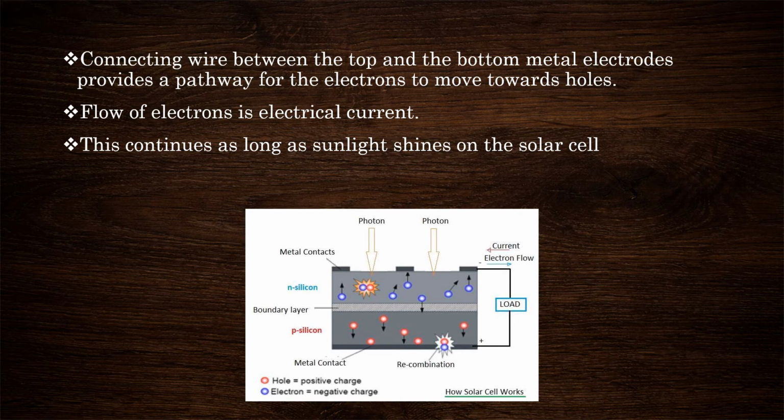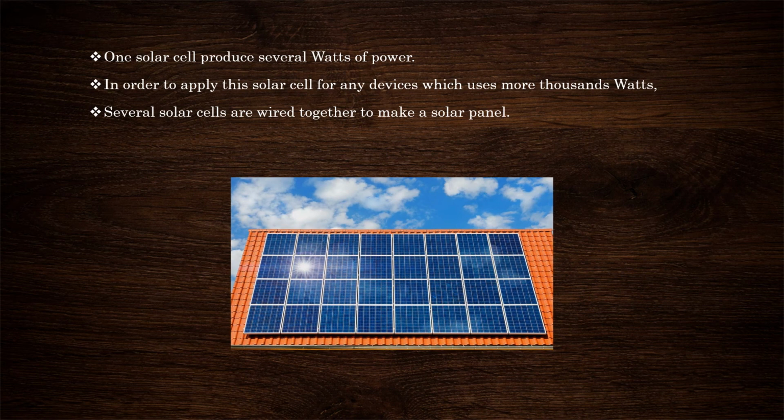We can see in the image below where the current flows in the opposite direction to the electron flow. In fact, one solar cell produces only several watts of power. So in order to apply this solar cell for any devices which use more than 1000 watts, we need several solar cells wired together to make a solar panel.